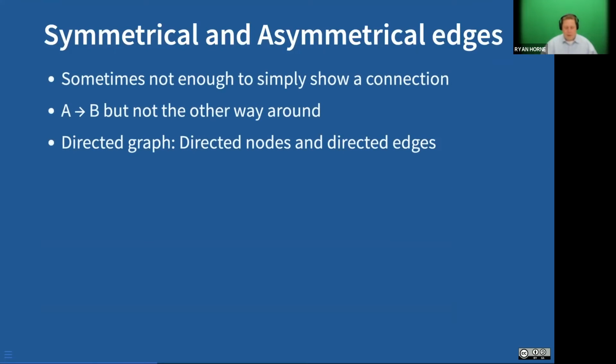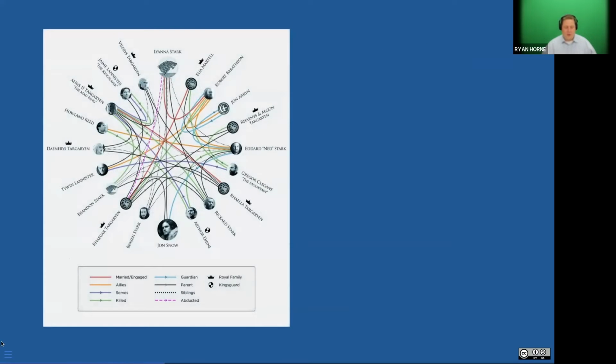Now, sometimes though, it's not enough to show that. Maybe you want to say that A is related to B in a certain way, but not the other way around. And this is what we call a directed graph. And this is where we're saying A to B means something that B to A means something different. To go to another Game of Thrones example, this one is actually put out by HBO.